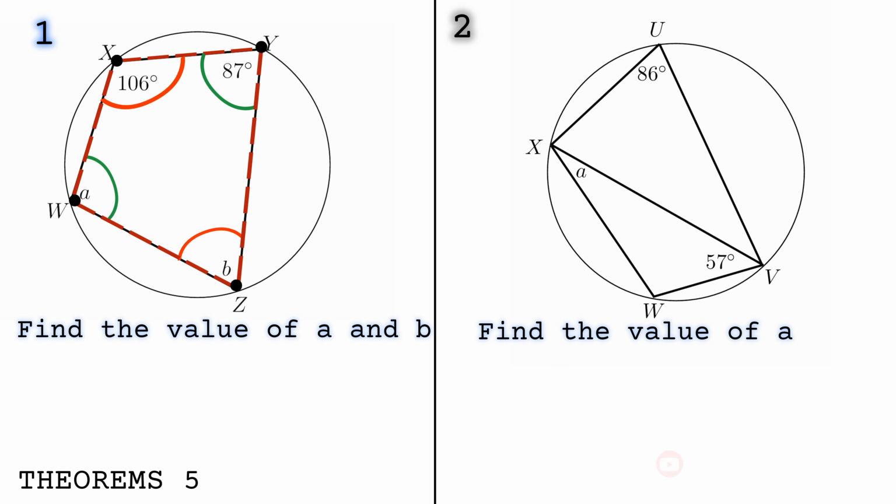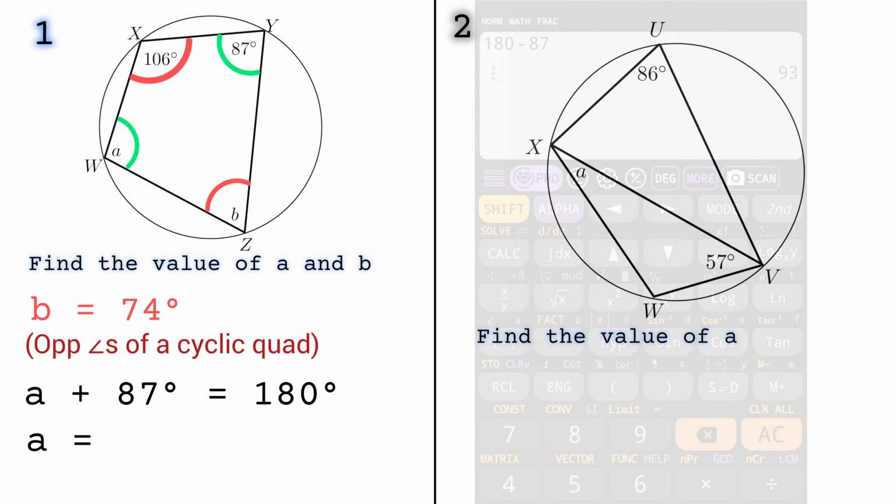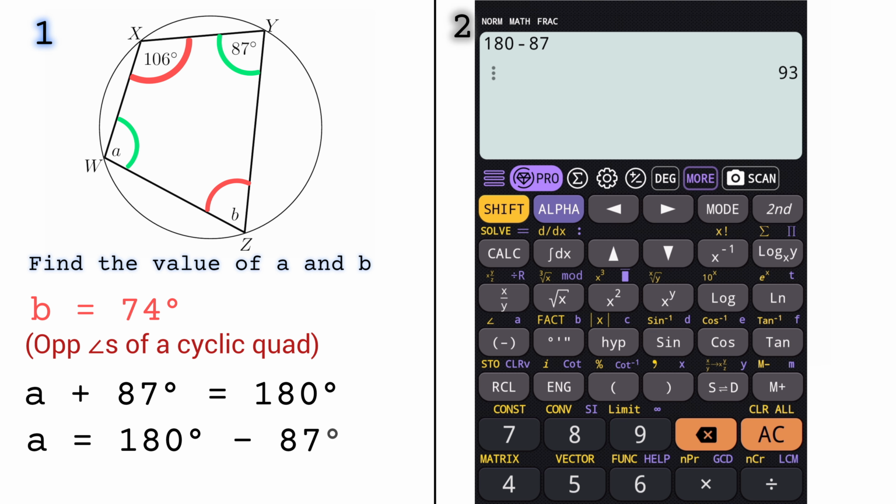The same applies to finding the value of A. We know that A plus 87 degrees add up to 180 degrees. Then we group the like terms by taking 87 degrees to the other side of the equal sign, which will give us 93 degrees. So the value of A is 93 degrees.